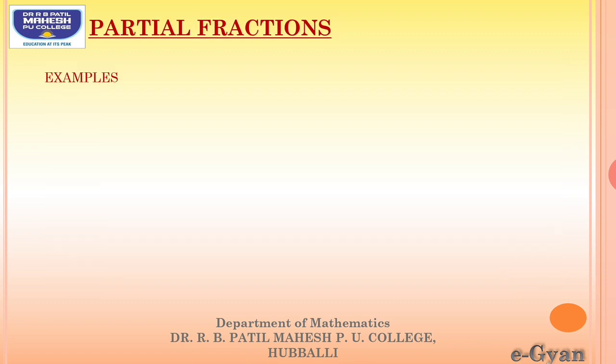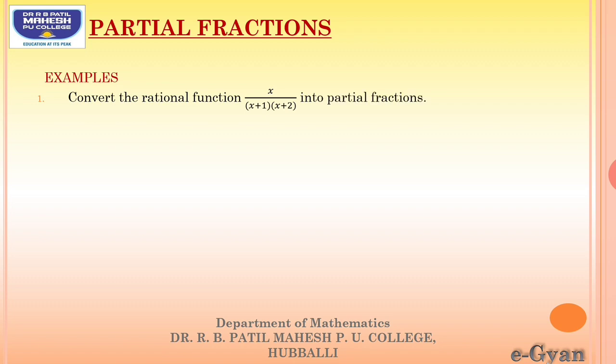Okay, next examples. First example: convert the rational function x by (x plus 1) into (x plus 2) into partial fractions. So first you write down this given term, that is x by (x plus 1) into (x plus 2). Next, by using that first form, you write down a by the first factor, that is a by (x plus 1) plus b by (x plus 2), and call this equation number 1.